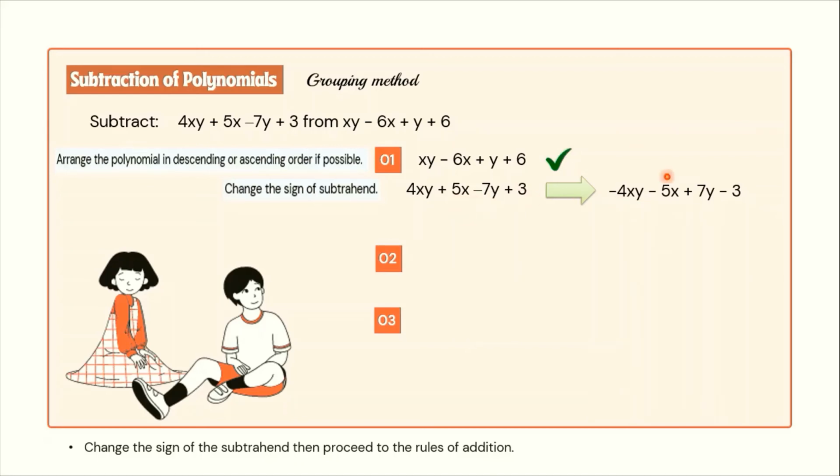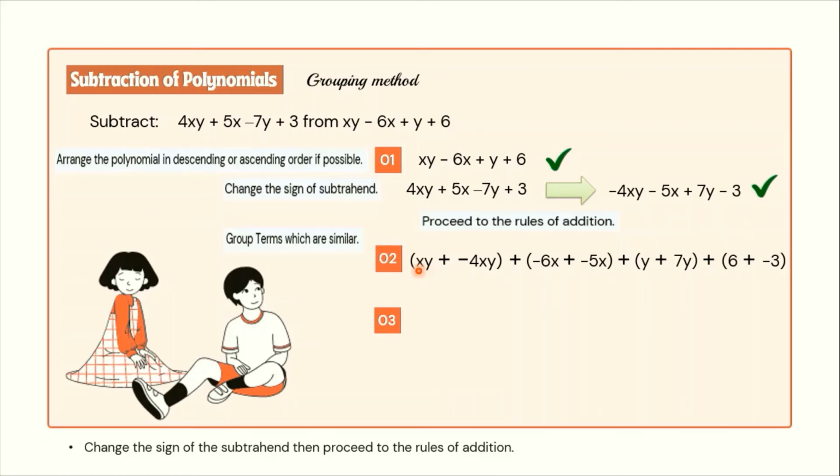Negative 7y to positive 7y. And positive 3 to negative 3. Babaliktarin natin yung kanyang signs. Because subtrahend siya. Ito na yung gagamitin nating bagong subtrahend, hindi na ito. And then once we're done changing the sign of the subtrahend, we can now proceed with the rules of addition. Just like how we do it in integers. Group terms which are similar.